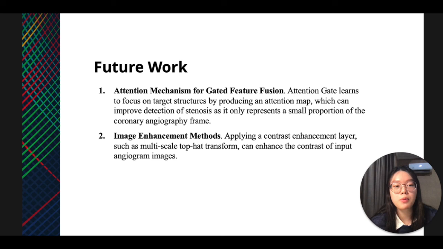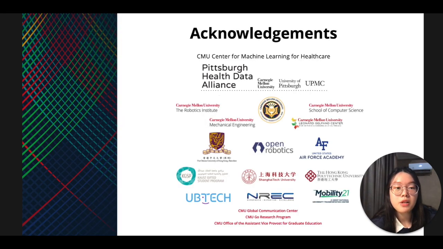For future work, we'd like to improve upon this model by exploring attention gate layers as well as image enhancement methods. This material is based upon work supported by Carnegie Mellon University's Center for Machine Learning for Healthcare.